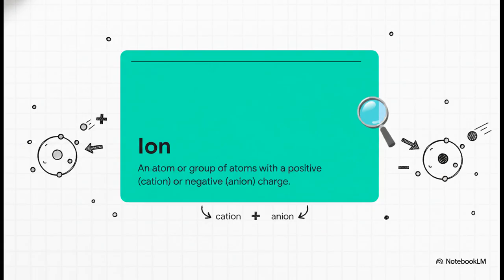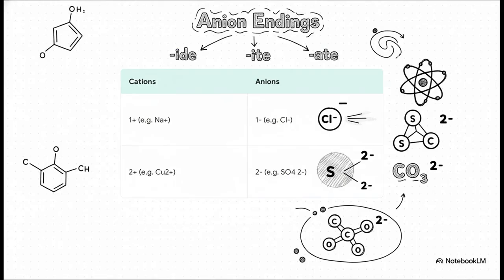When an atom gives off or takes up electrons, it isn't neutral anymore. It gains a charge. If it loses an electron, it becomes a positive ion, which we call a cation. If it steals an electron, it becomes a negative ion called an anion. Your unit revision materials provide the ultimate decoder ring for the exams, showing how these anions often change their ending.